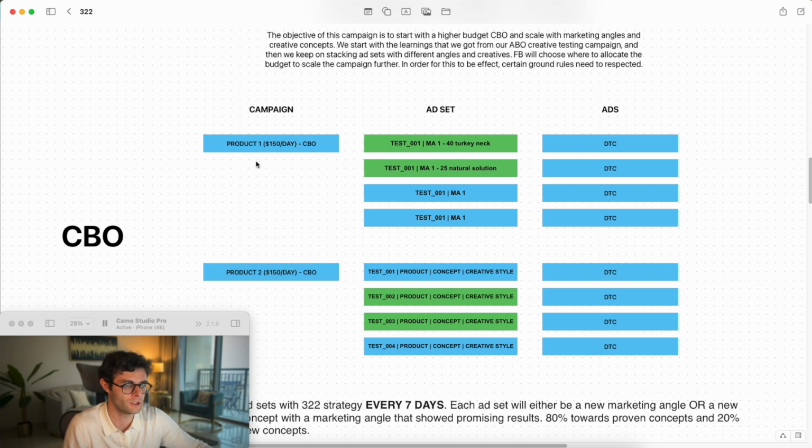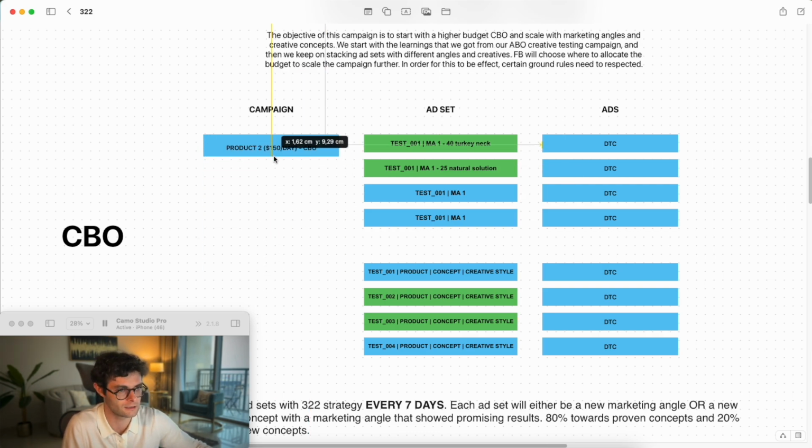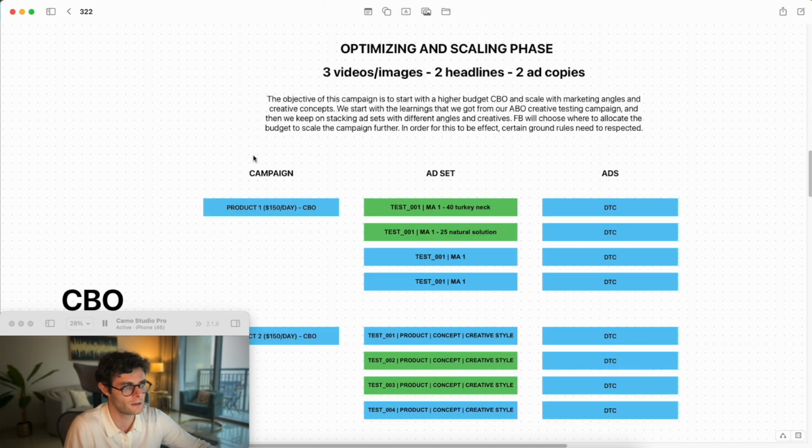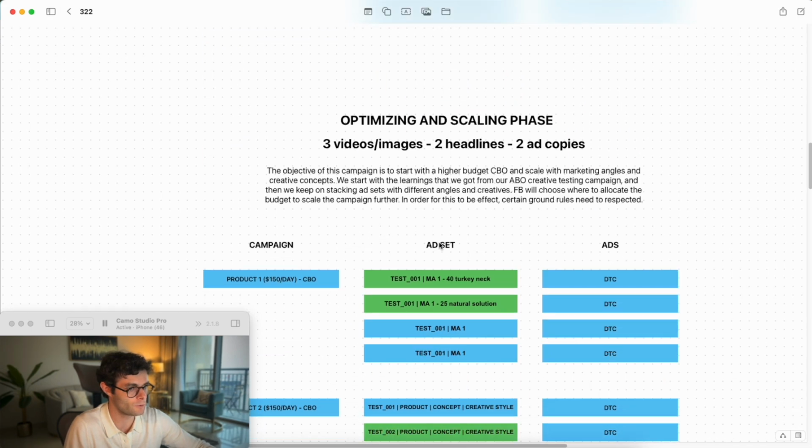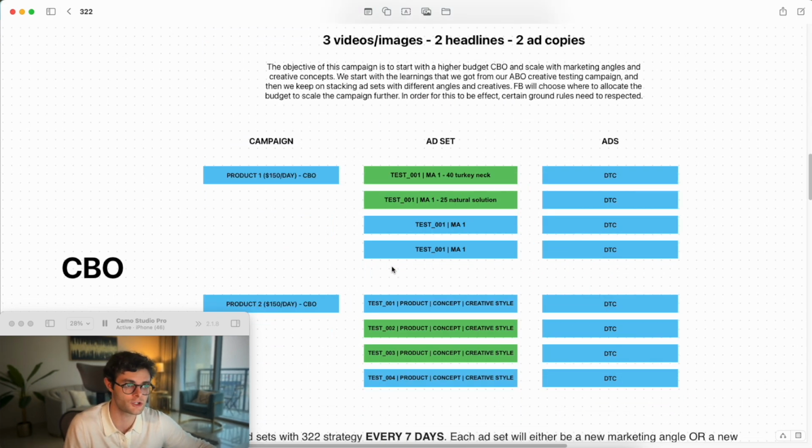But we typically divide them by country and also by product, most importantly. We don't want two products colliding and competing against each other. We want these to compete against just one product. This is how we see it. And so we get the winning ones over here, we put them over here, and this is a good starting foundation to start testing and scaling at the same time.